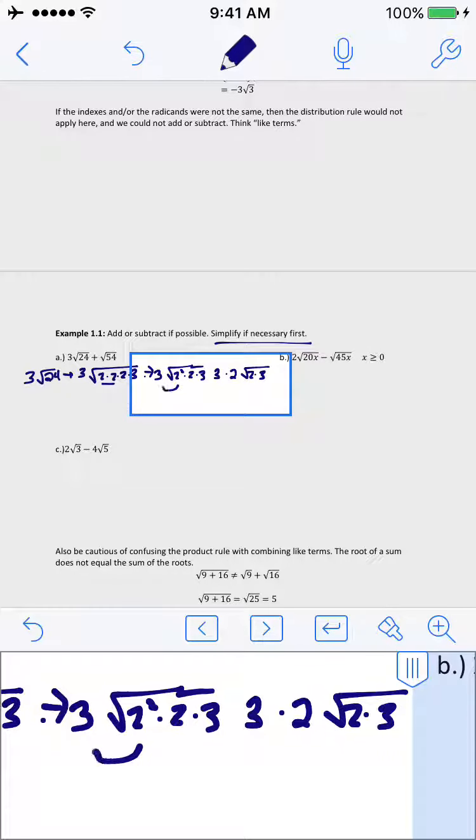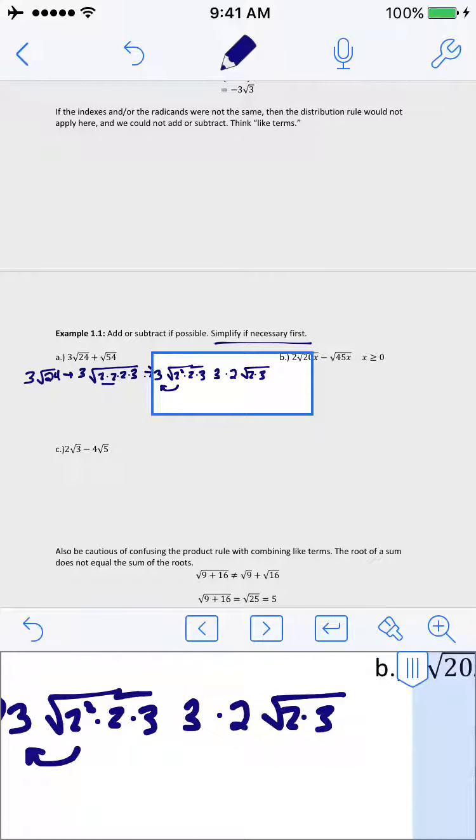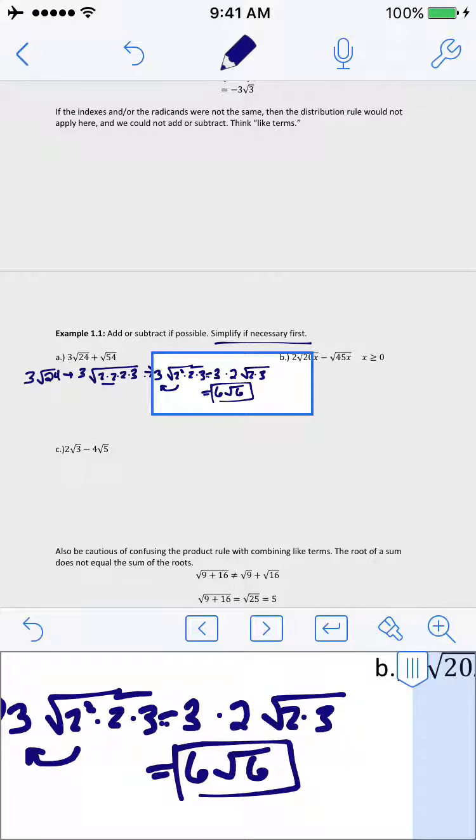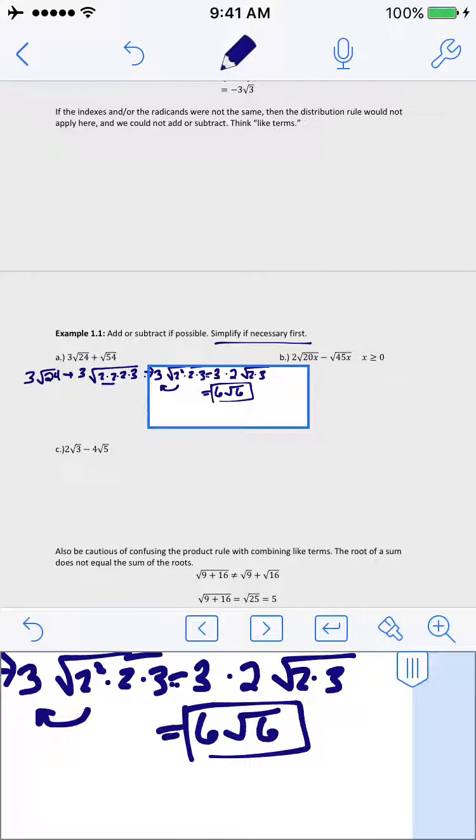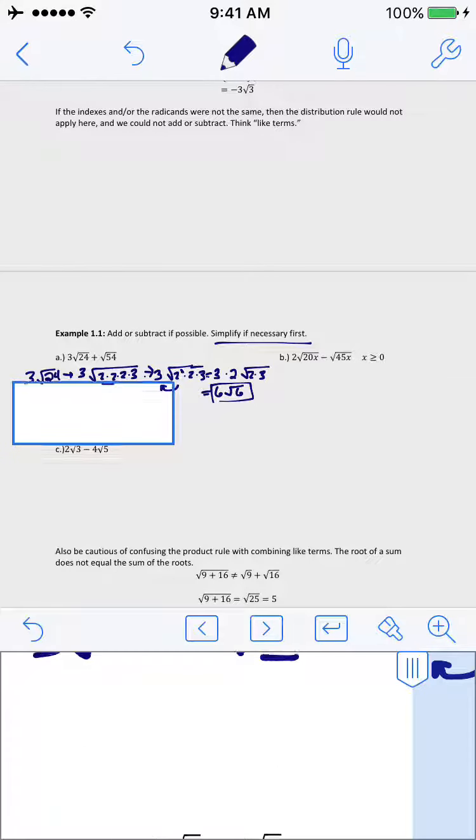So I took that squared part out, right? In other words, I use that n canceling property, and I end up with 6 root 6. So 3 root 24 is the same thing as 6 root 6. It's in simplest form now. Let's do the same thing for 54.